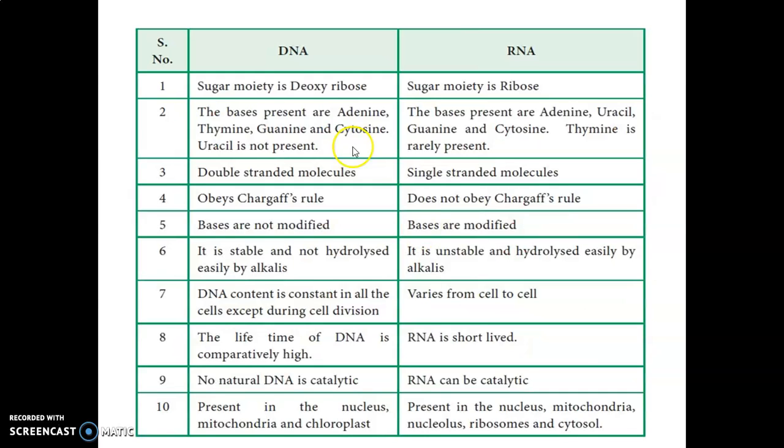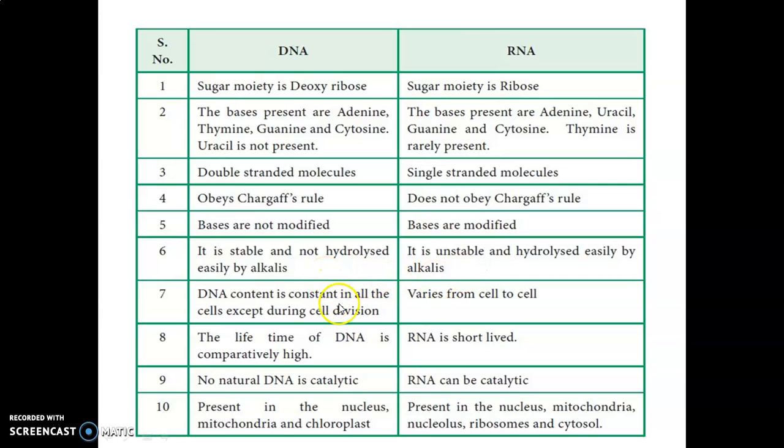We know that the sugar moiety in DNA is deoxyribose. Here in RNA it is ribose. The nitrogen bases are adenine, thymine, guanine, cytosine. Here, instead of thymine, uracil is present. DNA is double-stranded and RNA is single-stranded. DNA obeys Chargaff's rule; RNA does not obey Chargaff's rule. In DNA bases are not modified; in RNA modifications are there. DNA is stable and not hydrolyzed easily by alkalis, but RNA is unstable and hydrolyzed easily by alkalis.